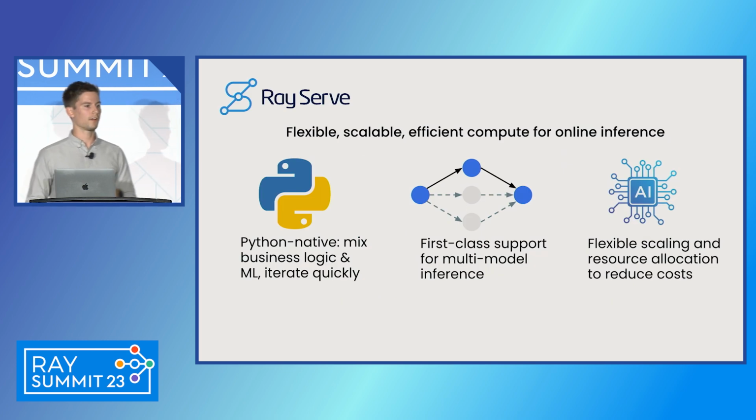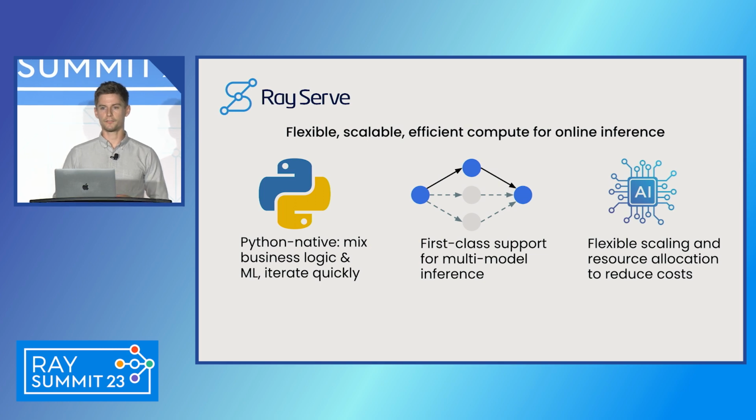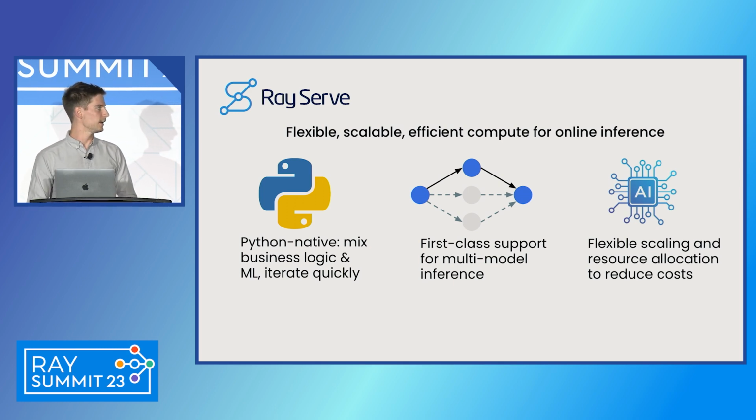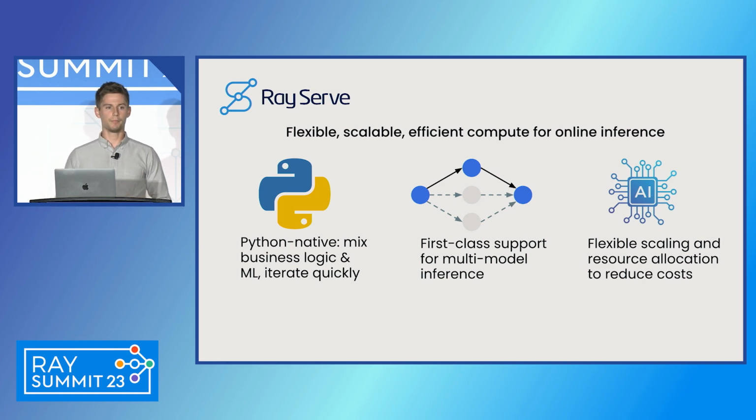With RayServe, we're trying to build a better way to build these types of applications. RayServe is flexible, scalable, and efficient compute for online inference. One of the highlights of RayServe is that, like the rest of Ray, it's Python native. This means that you can express complex applications like the one in the previous diagram in just a single Python file. You can mix business logic with multiple different types of models, and you can iterate quickly, testing locally and deploying to production, all as a single program.